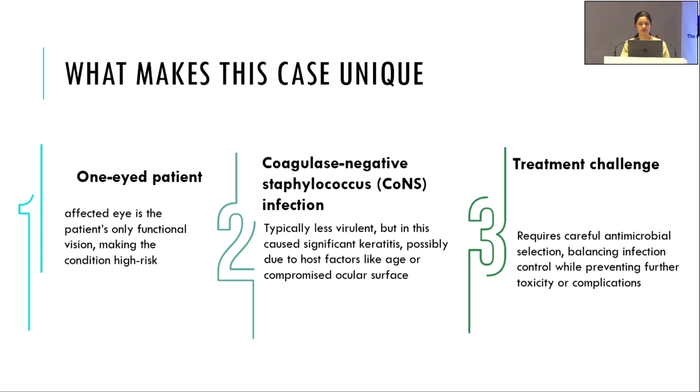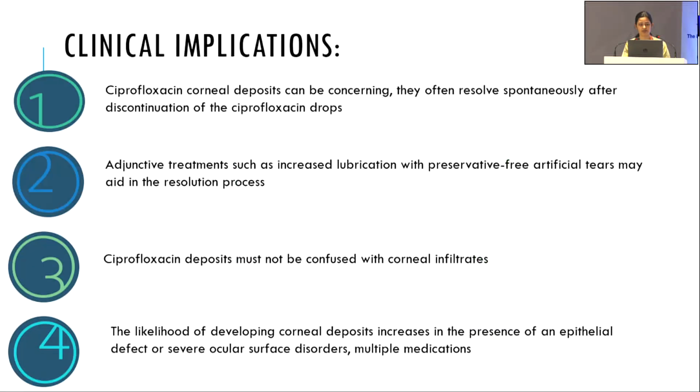What makes this case unique is that the patient was one-eyed, therefore the patient had only one functional eye, which made this a high-risk case. The patient showed coagulase negative Staph aureus infection positivity, which is a typically less virulent organism, suggesting that it could be due to host factors such as increased age or compromised ocular surface. The treatment challenge therefore required careful antimicrobial selection and balancing infection control while preventing further toxicity or complications.